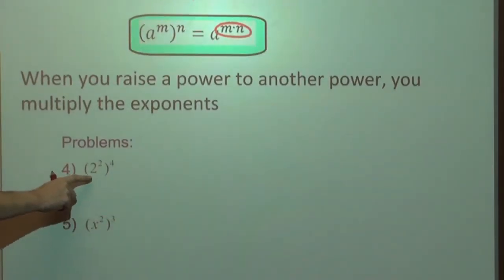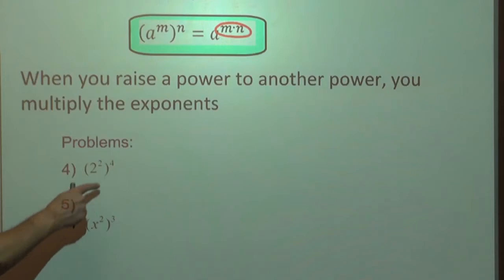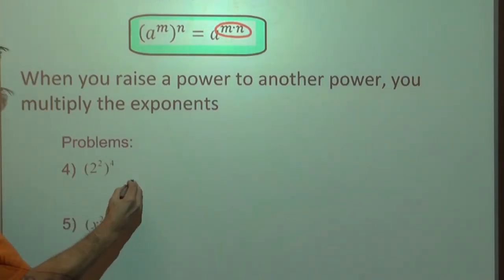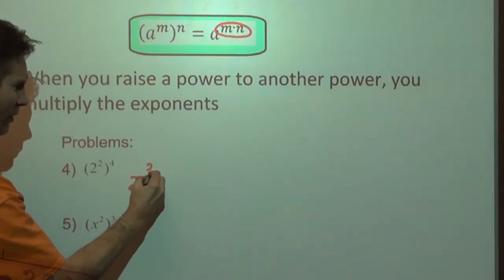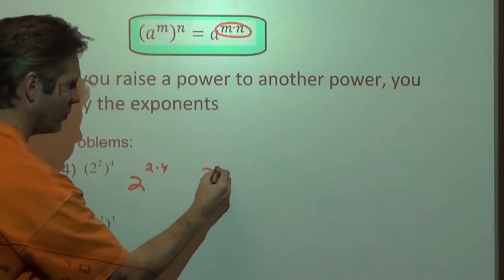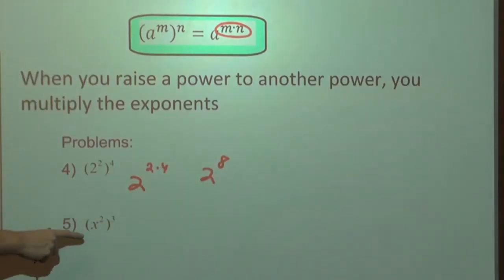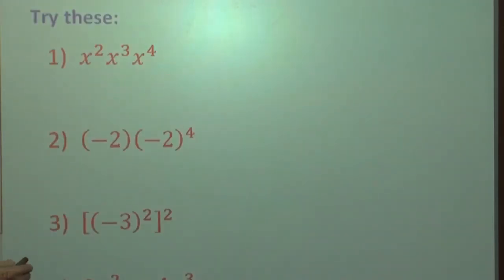How many 2's ultimately are going to get multiplied together? And the answer is 2 to the 8th. There's 4 of these 2 squareds being multiplied. So altogether, it's 2 to the 2 times 4, it's 2 to the 8th power. How many x's are multiplied? Well, 3 sets of x squared would be x to the 6th. Multiply the 2 times the 3, get x to the 6th power.